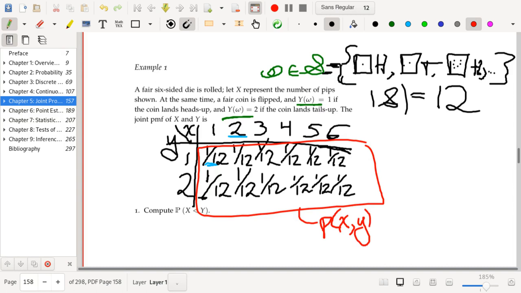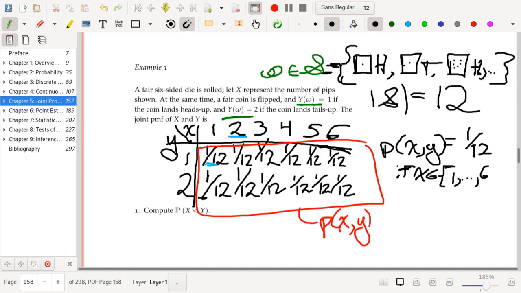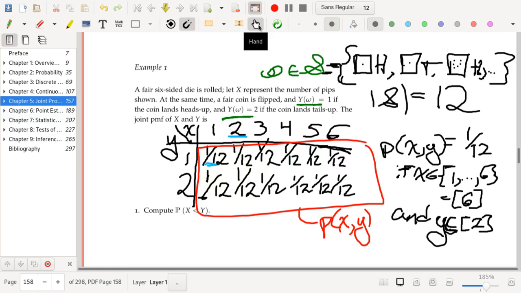Or if we wanted to write this in a different way, we could say that p of x, y is equal to 1 over 12 if x is an integer from 1 to 6, and y is an integer that's either 1 or 2. I'll use this square bracket notation to mean that it's an integer, and this notation means the same thing. Otherwise, this probability mass function should be 0.